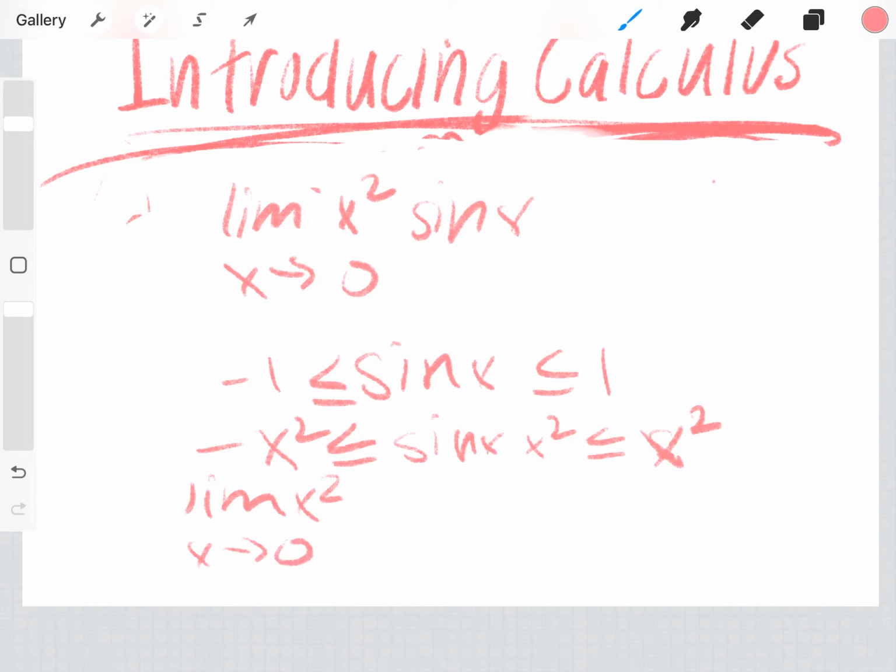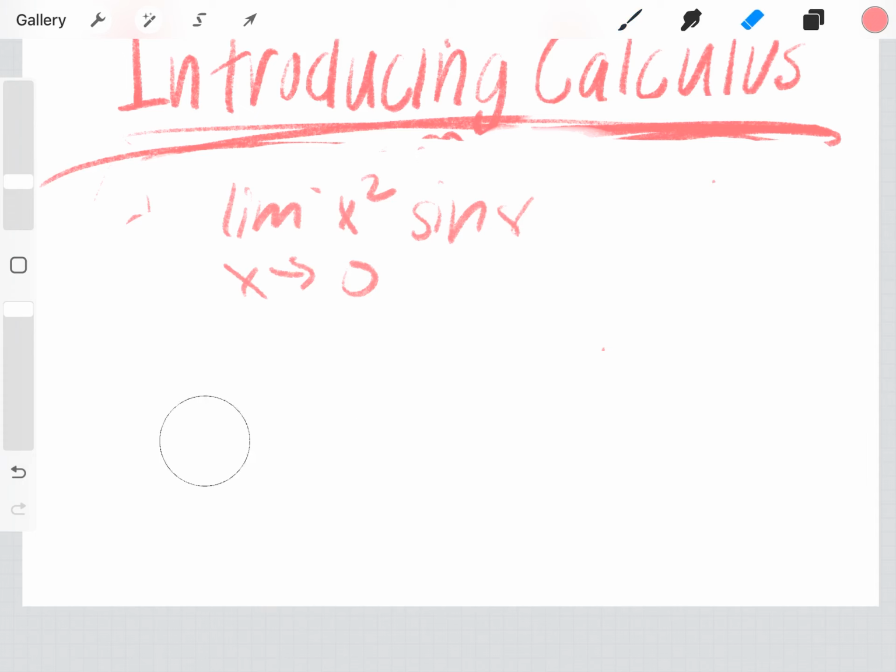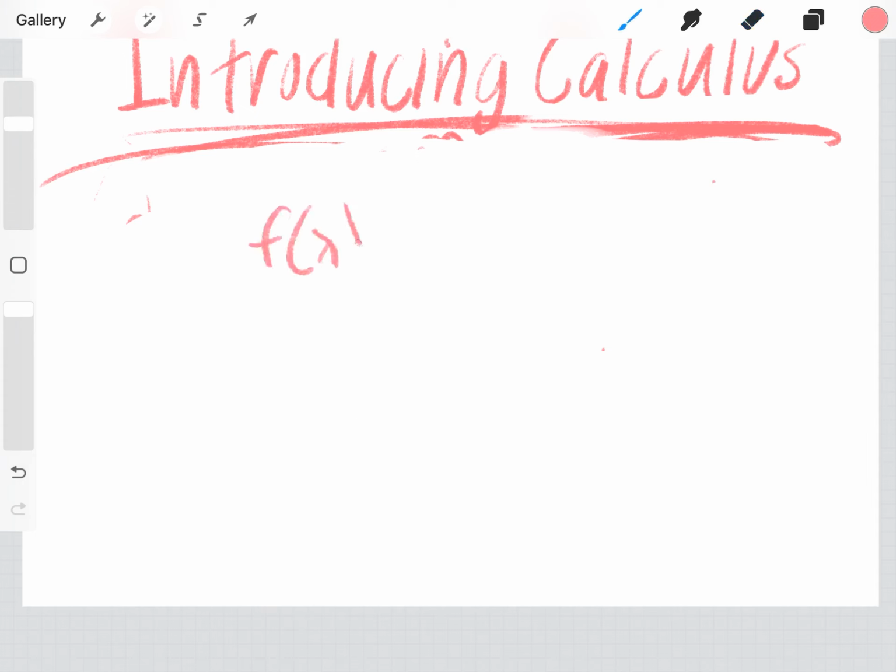If you evaluate the limit as x approaches 0 of -x squared, that's 0. And it's the same case for positive x squared. The limit is 0. So that means x squared sine x, since it's in between those two values at all points, has to be equal to 0. Using this, you can find the limits of functions you don't even know, as long as you know that it's in between two other functions that approach the same point.